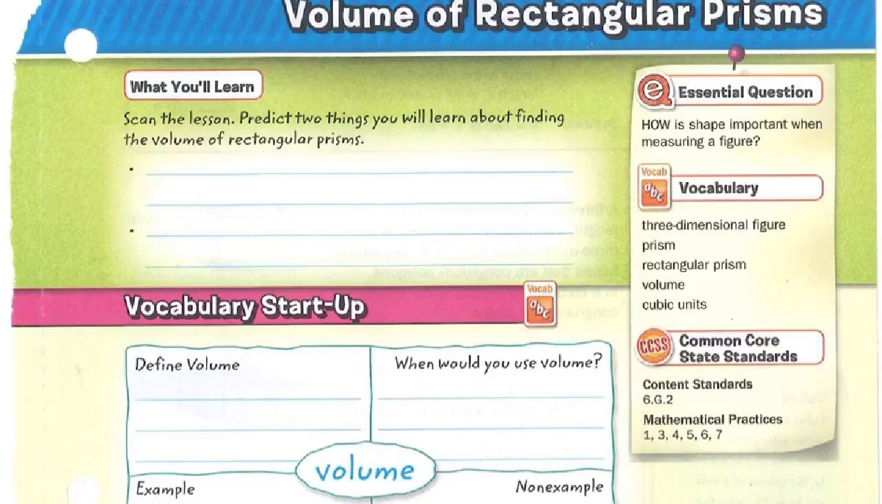Okay, so let's think about two things. Let's predict two things that we might learn about in this particular lesson. Based on what we've done in the past geometry lessons, what do you think we might learn about when we say that the lesson is called Volume of Right Rectangular Prisms? Well, hopefully you would say that we will learn how to find the volume of a prism.